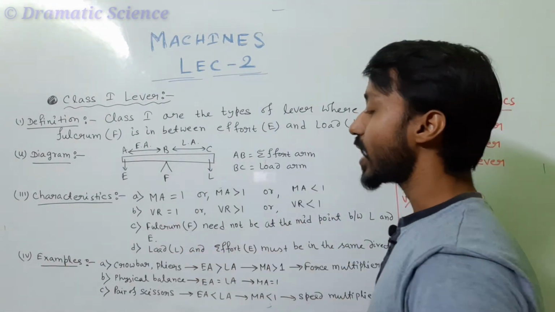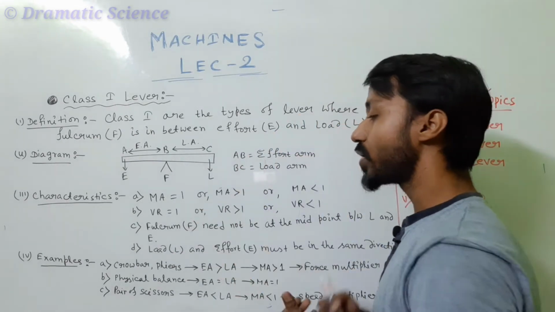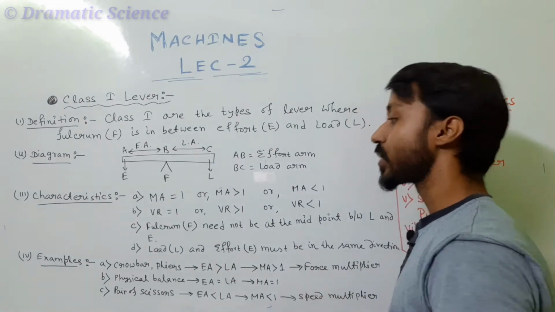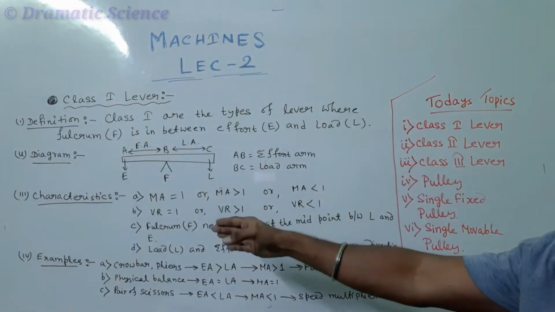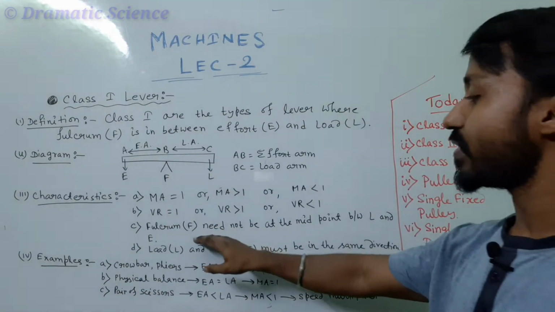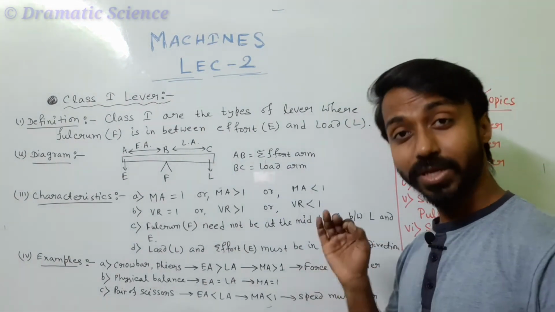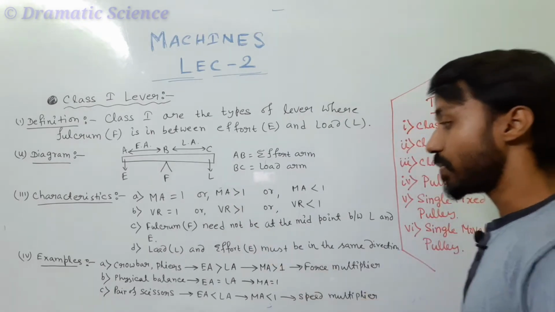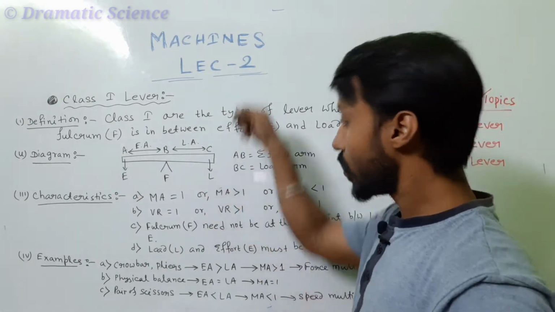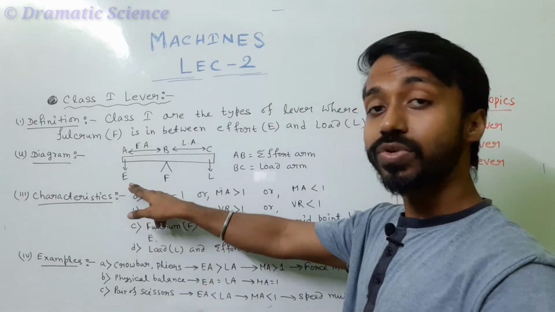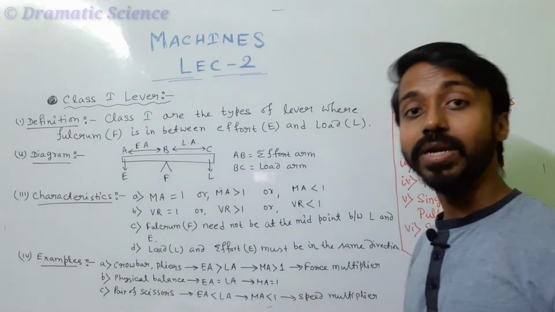Number 1, mechanical advantage in this kind of lever can have values like 1, greater than 1, or less than 1, anything. Second, velocity ratio is 1, greater than 1, or less than 1. Third, an important point: fulcrum F need not be at the midpoint between load and effort. Kindly please remember this, okay? Number 4, load and effort must be in the same direction. You can see it: load is in downward direction and effort is also in downward direction, right? So they both act in the same direction.